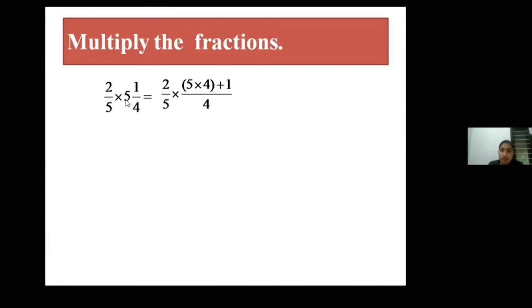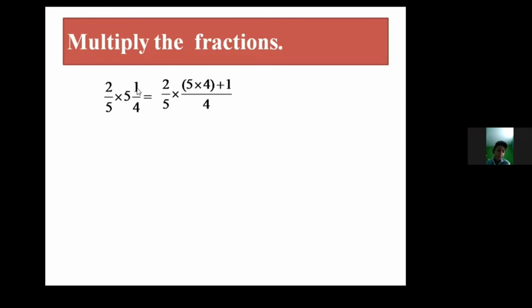Then next step we have to convert the mixed fraction into improper fraction. That is, whole number we have to multiply with the denominator. That is 5 into 4 plus that product we have to add with the numerator. Here numerator is 1. So 5 into 4 plus 1 by the denominator, that is 4 by 4. That is 5 into 4 plus 1 by 4.